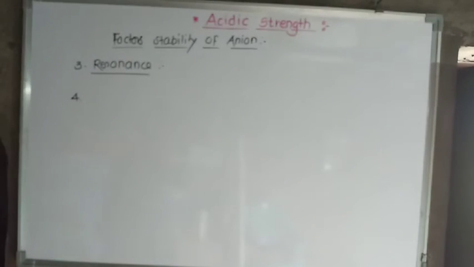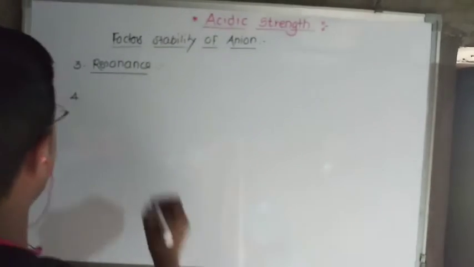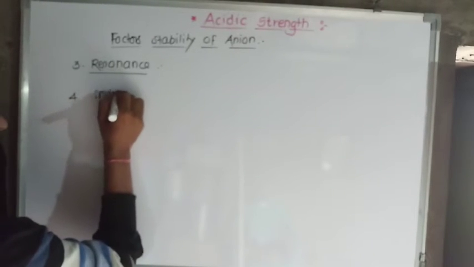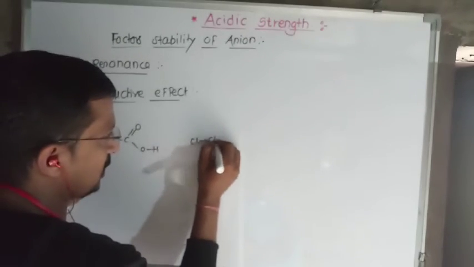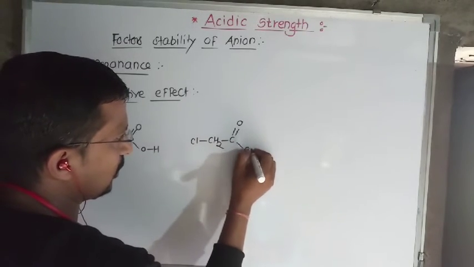Now the fourth factor we are going to discuss is the inductive effect. See how important the inductive effect is here. Just consider an example. Suppose acetic acid, CH3COOH. I will write the structure like this: CH3-C double bond OH. Suppose one hydrogen is replaced here. If I write a chlorine here, it becomes Cl CH2 C double bond O.